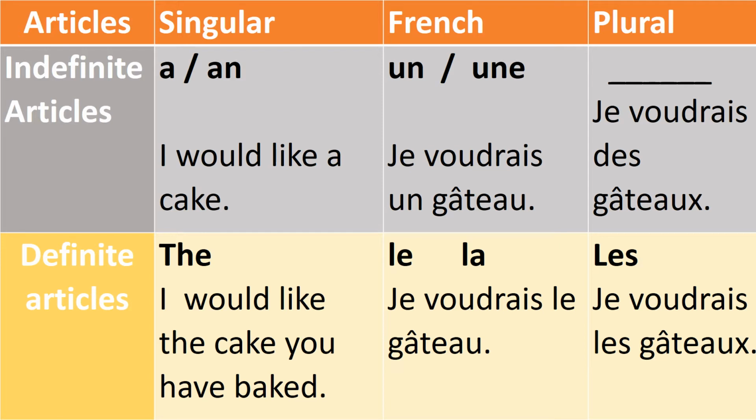And for the plural, we just add an S to the le, L-E-S. We had D-E-S for indefinite article. Now, for the definite article, we're going to use L-E-S. Je voudrais les gâteaux, meaning the cakes you have baked.